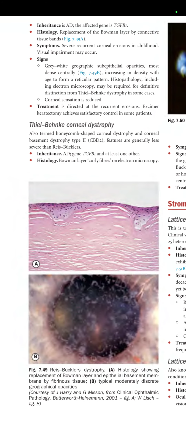So let us look at the picture. 7.49 is showing Reis-Bücklers dystrophy. A, histology, is showing replacement of the Bowman's layer and the epithelial basement membrane by fibrous tissue. B is showing the typical moderately discrete geographic opacities. So you can see that the basement membrane is replaced by connective tissue, and this is how it presents.